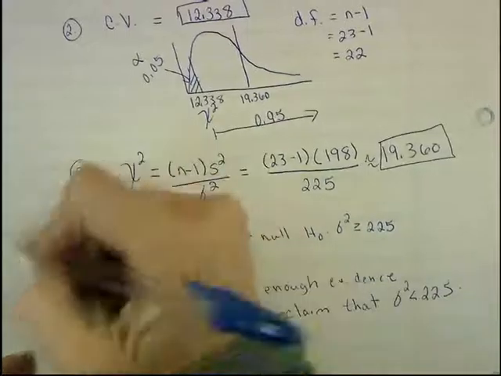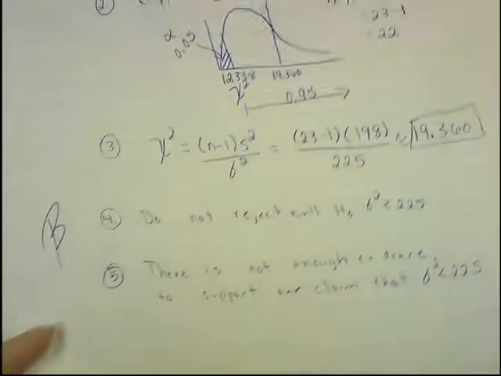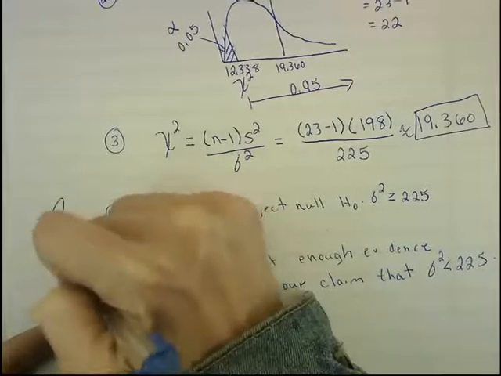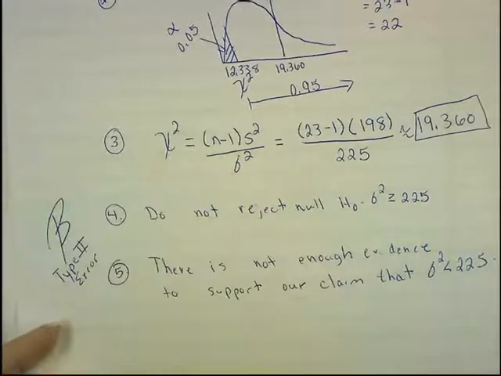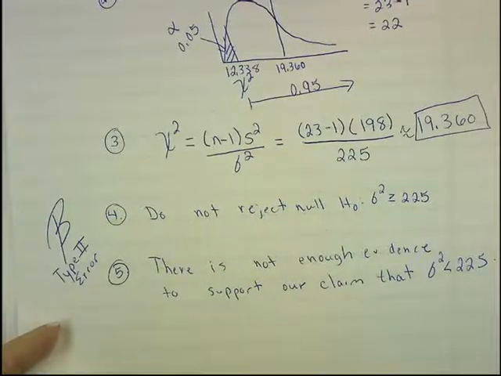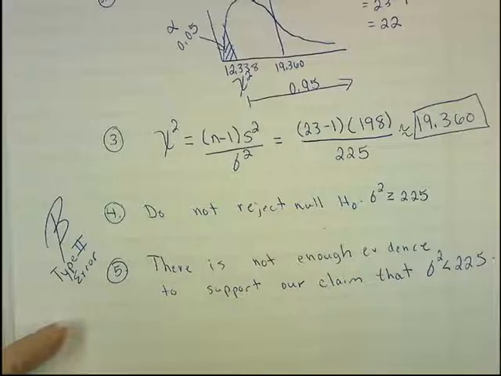Because we decided to not reject the null, the possibility of mistake here is beta, which is a type 2 error. Not rejecting the null when it could be false. So beta is the possibility of any type of mistake.